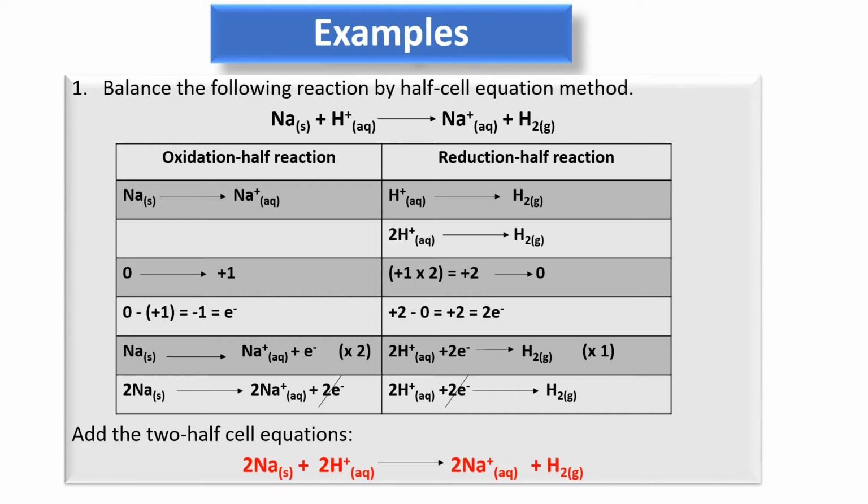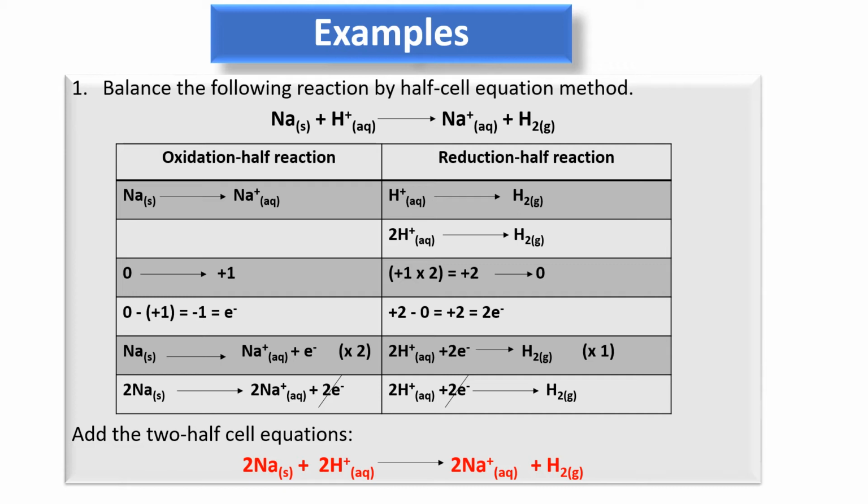Since we have 1 mole of sodium metal and 1 mole of sodium ion, there is nothing to balance. But in this case, we have 1 mole of hydrogen ion, but we have 2 atoms of hydrogen. So we can see that this is not balanced. What do we do? There is a discrepancy in the number of hydrogen atoms at the product side and the reactant side.